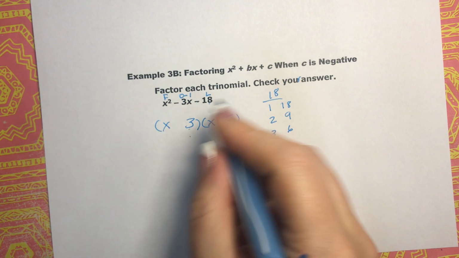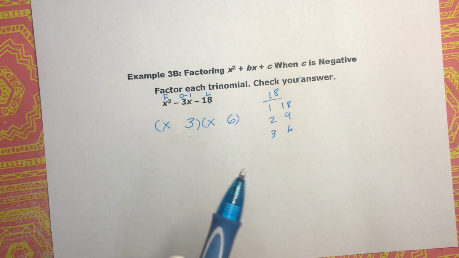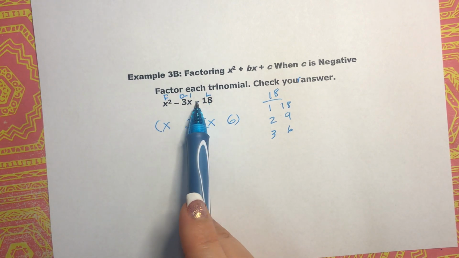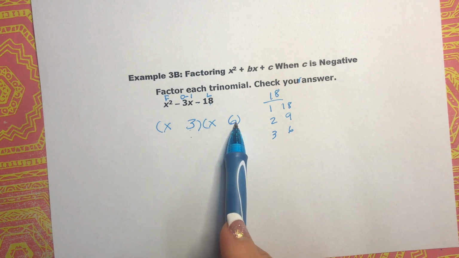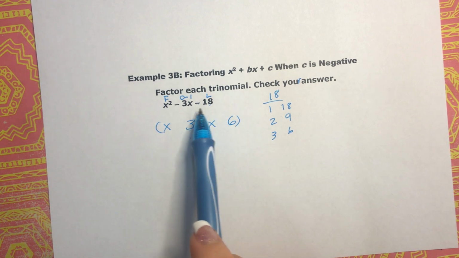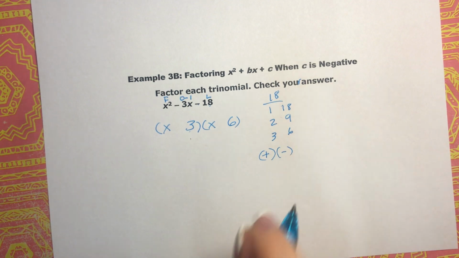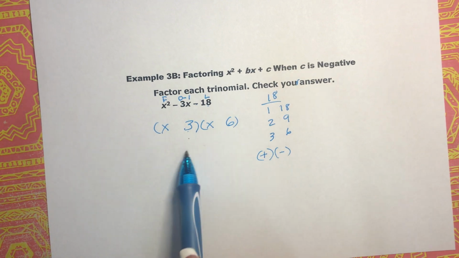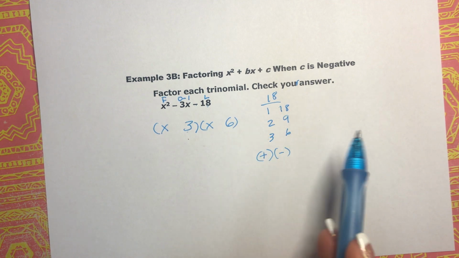It doesn't matter which one you put this as. So you could put 3 here and 6 there, or 6 there and 3 there. Doesn't matter. And then we know that for the last one, we need a negative 18. And the only way that we get a negative number by multiplying, 3 times 6 is 18, is if one is positive and one is negative, right? So now we just need to figure out which one's positive, which one's negative. Is the 3 positive, or is it negative?